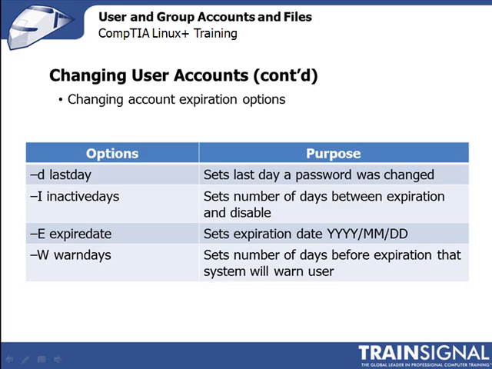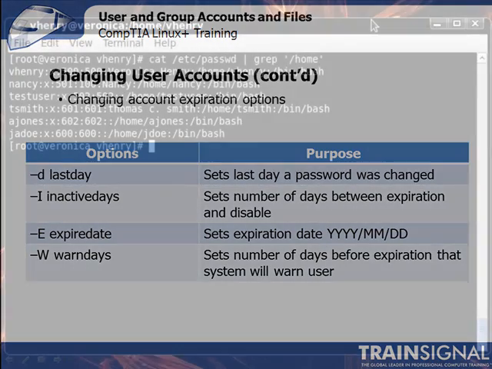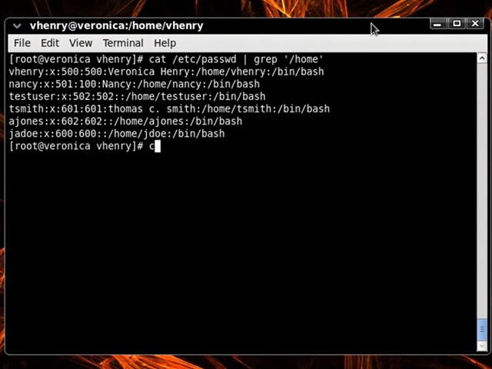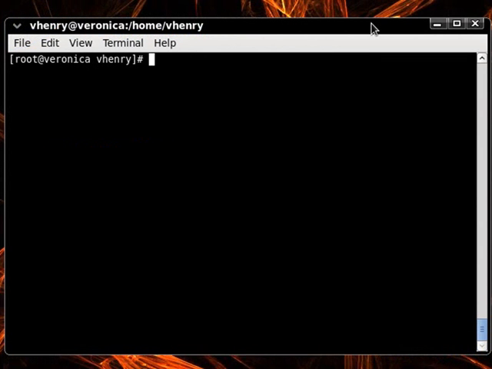Now let's go back to our terminal window and give this command a try. Okay, first let's clear our terminal window. Now let's type in chage and we'll try the dash E option to set the expiration date. Dash capital E, space, say 2010/11/01. And the user that we'll do this for is T.Smith. Okay, so we've got chage dash E followed by the date followed by the user. And hit enter.